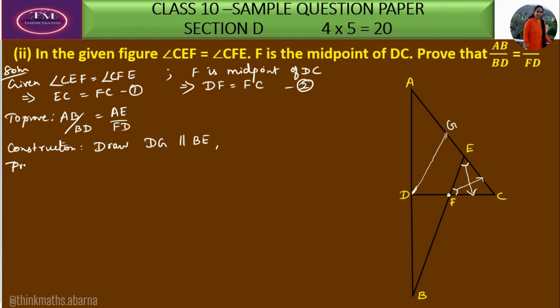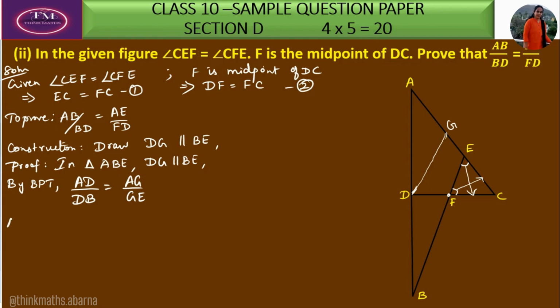Okay, so this is the construction. Now let us start the proof. So let us take the triangle ABE, this big triangle ABE. In this, DG is parallel to EB. So in triangle ABE, we have DG parallel to BE. So by BPT, what can we say? AD by DB equal to AG by GE.